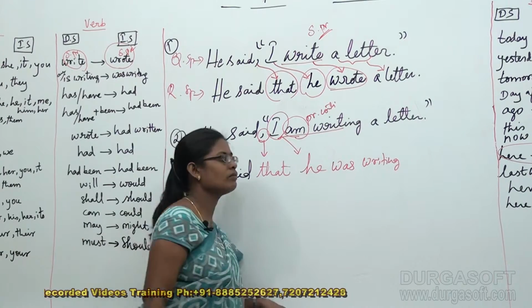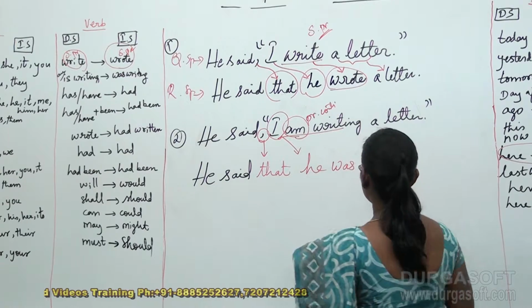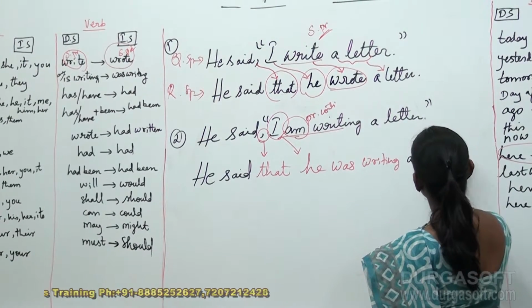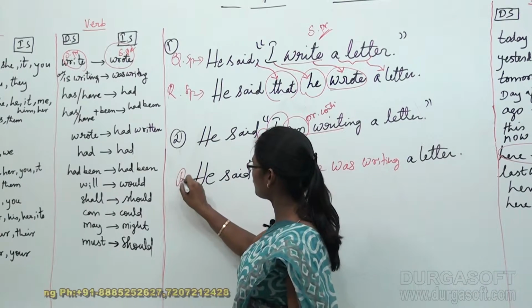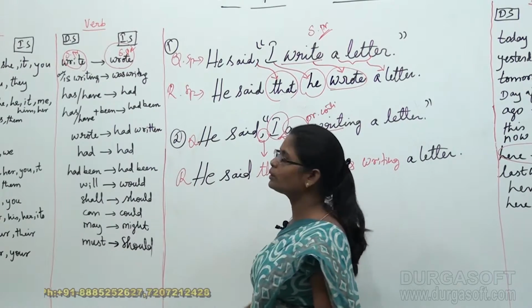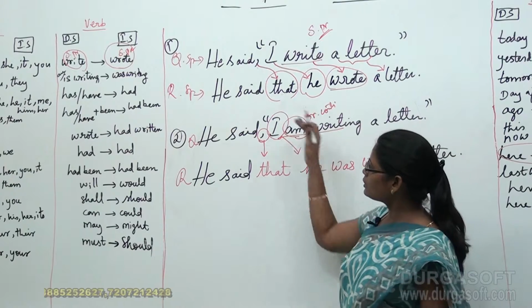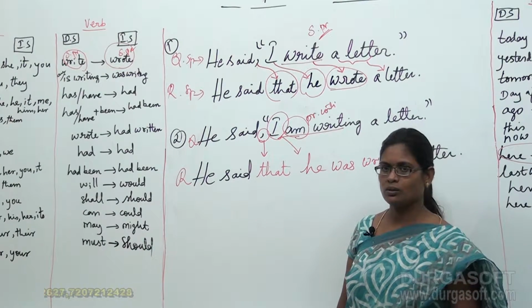Am writing gets converted into was writing, and the remaining part of the letter is the same. The same thing you have to copy down. This is your actual reported speech, and this is your quoted speech in your second example. So this is about the present continuous tense.